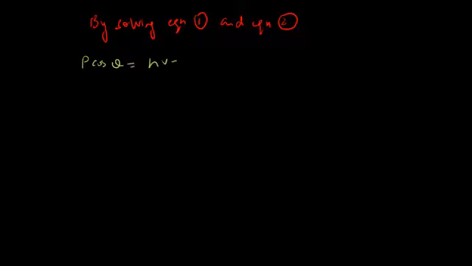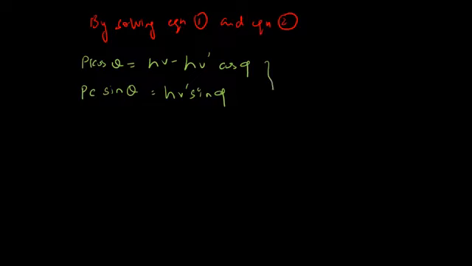So by solving equation 1 and equation 2, you will get P c cos theta equals h mu minus h mu prime cos phi, and secondly P c sine theta equals h mu prime sine phi. So this is our equation number 3.